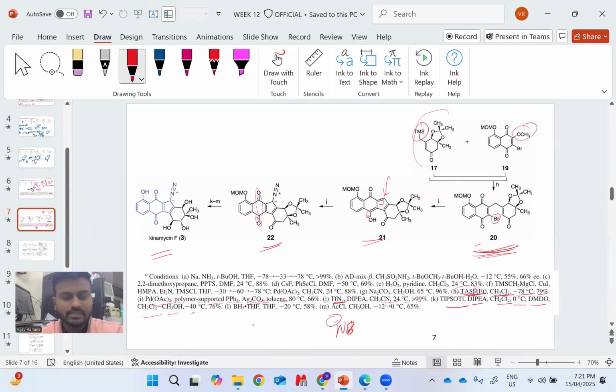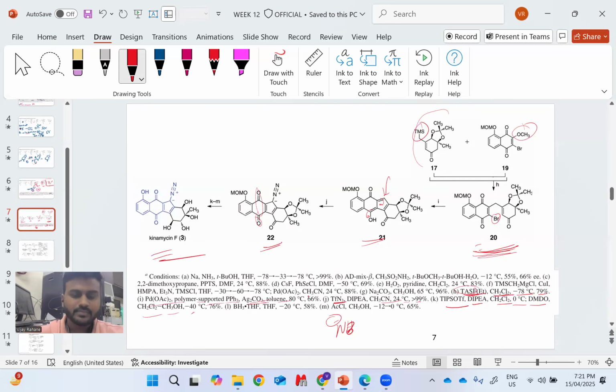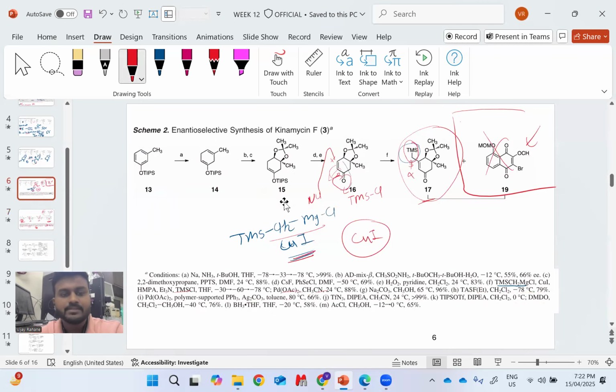So if you look at what are the steps involved here from here to here, there are several steps that we can add here, right? These are the several steps to get this kinamycin F. So to get this kinamycin F, some other steps are also involved. But in this synthesis, as we have already seen, it is a multi-step synthesis.